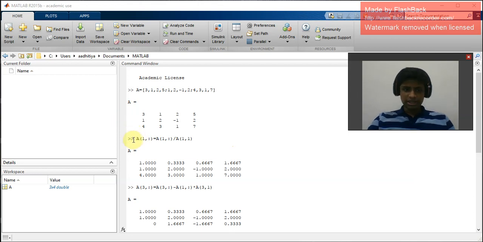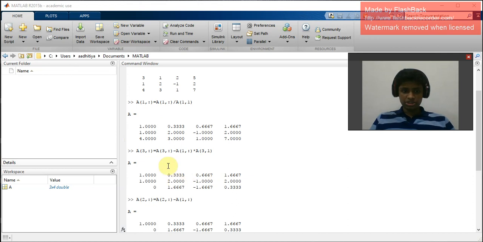So we see A, that is our matrix. R1 is R1 divided by 3, where 3 is A1 comma 1. By 1 comma 1, it means the first row and the first column. After we give that code, we see our matrix has been transformed into 1, 0.33, 0.67, 1.67 and so on. Basically, what we have done is performed one row transformation.